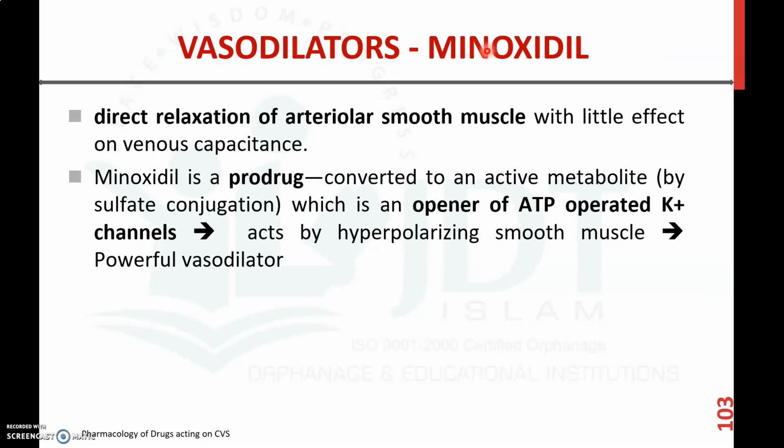Now another important vasodilator is Minoxidil. This also produces direct relaxation of arterial smooth muscle with little effect on the venous capacitance vessels. Actually, Minoxidil is a prodrug which is converted into its active metabolite by sulfate conjugation, a phase 2 conjugation after metabolism. The active form is an opener of ATP-operated potassium channels. By opening the potassium channel, it produces hyperpolarization of smooth muscle, and thereby a powerful vasodilatory action. That is the mechanism of action of Minoxidil.